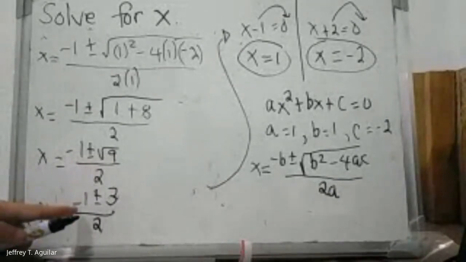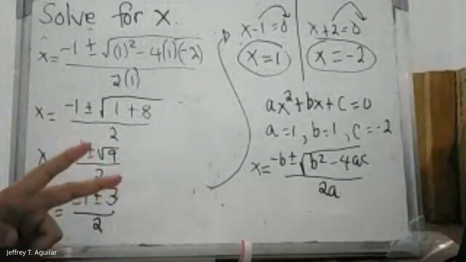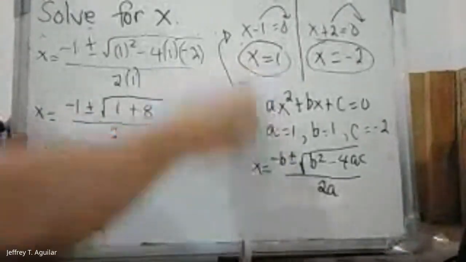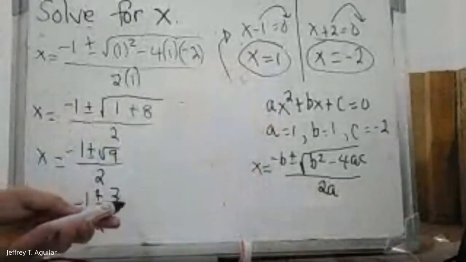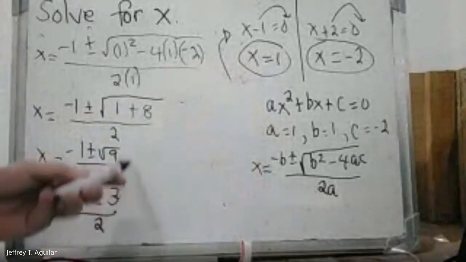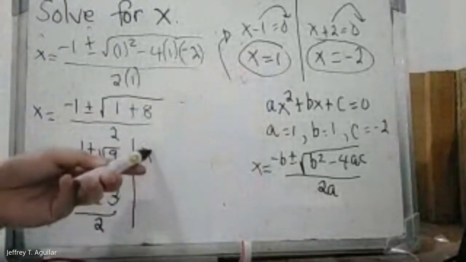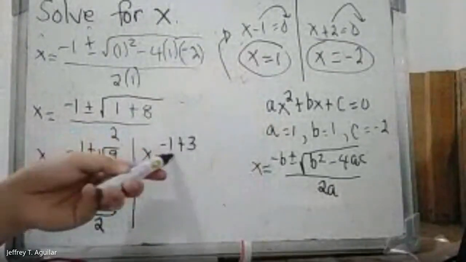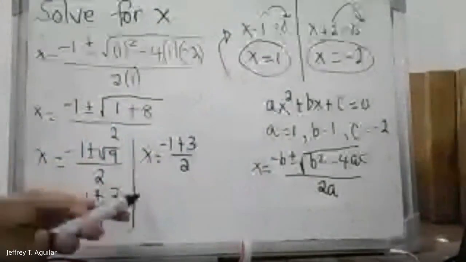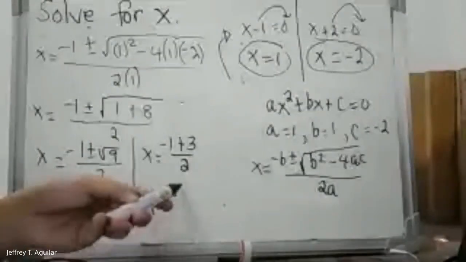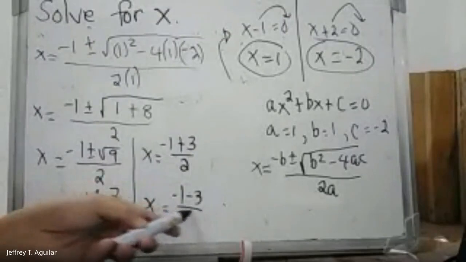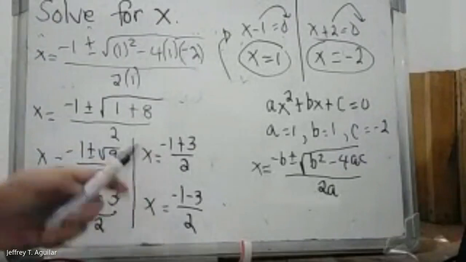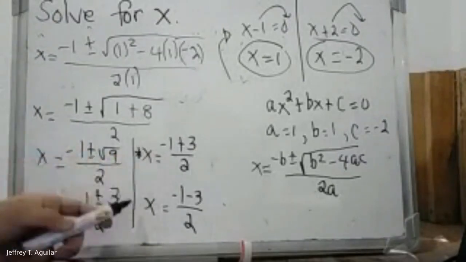Now at this point, we can have two solutions, the positive side and the negative side. Okay, let's do that. The first one is that it will give x equals -1 plus 3 over 2, we are basing on the plus side. And the other one is that x is equal to -1 minus 3 over 2. As what you've observed, we have double sign, so we are going to separate. This is our first. And this is our second.